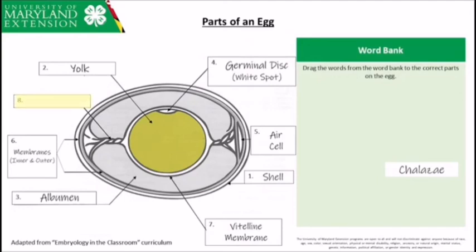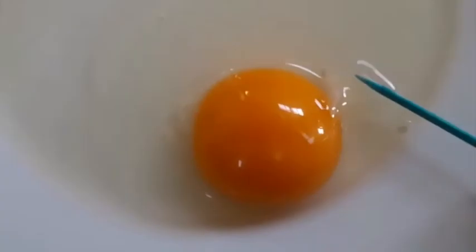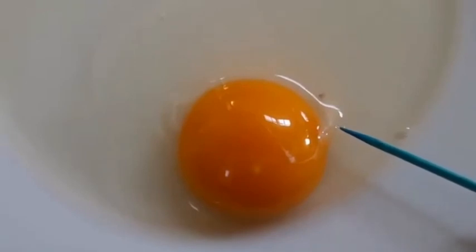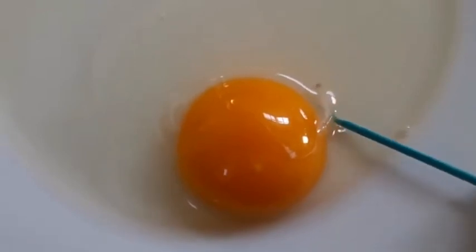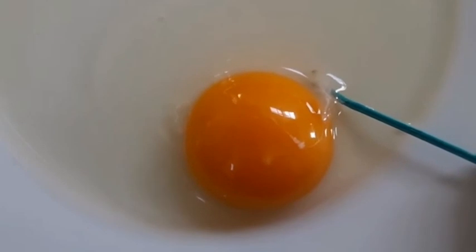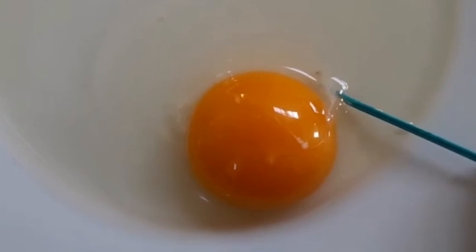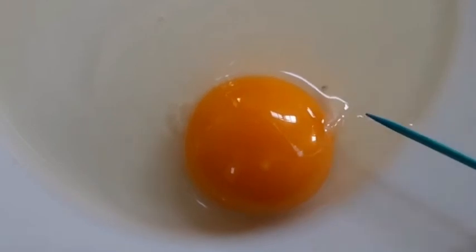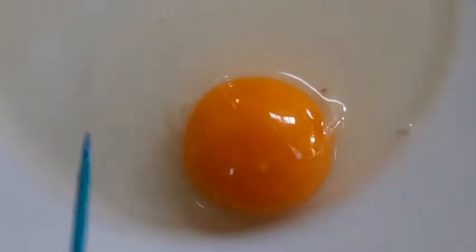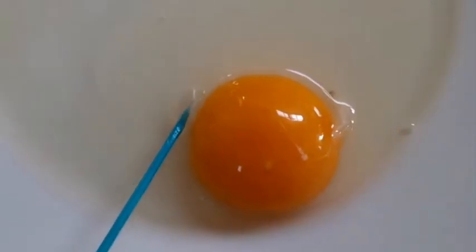And number 8. What part of the egg are these rope-like structures? These are known as the chalazae. Do you know what these rope-like structures may do? Yes, they keep the yolk in place in the middle of the egg. It helps keep a growing chick towards the center of the egg as well.